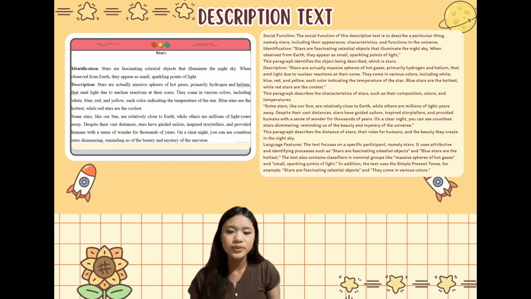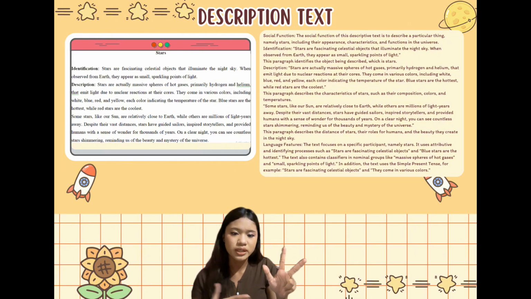The language features can be seen from specific participant, namely stars. Second, attributive and identifying processes such as stars are fascinating celestial objects. Third, classifiers like massive balls of hot gases. Lastly, simple present tense such as stars are fascinating celestial objects.